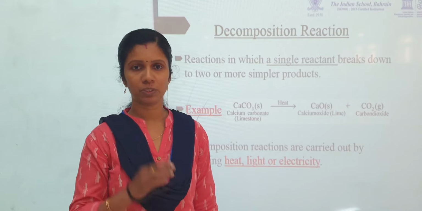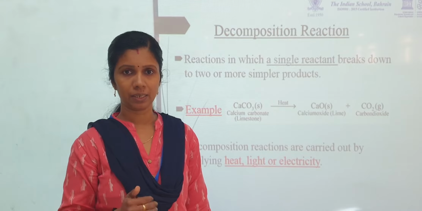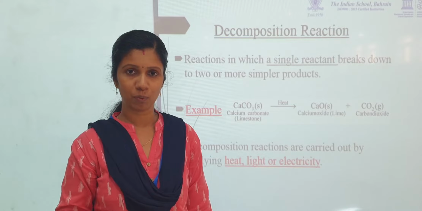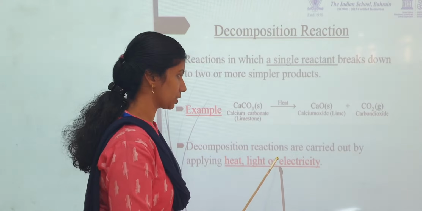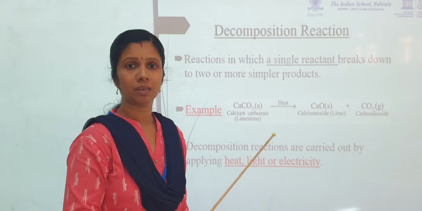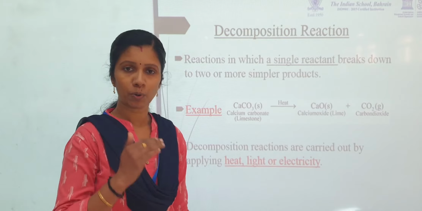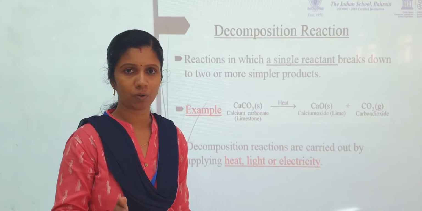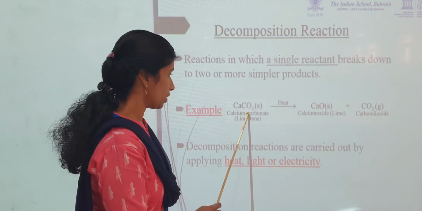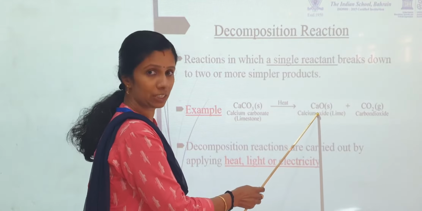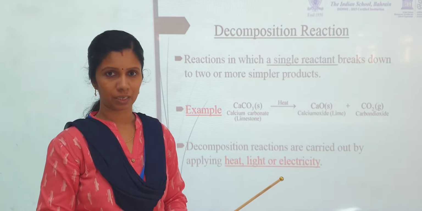The word decompose means to break down. To break a substance, energy is needed. And this energy we can supply in the form of heat, light or electricity. That is, decomposition reactions are carried out by applying heat, light or electricity. This heat, light or electricity provides energy which breaks a compound into two simpler substances, that we already saw here. Calcium carbonate decomposes to give calcium oxide and carbon dioxide. So it is an example of decomposition reaction.